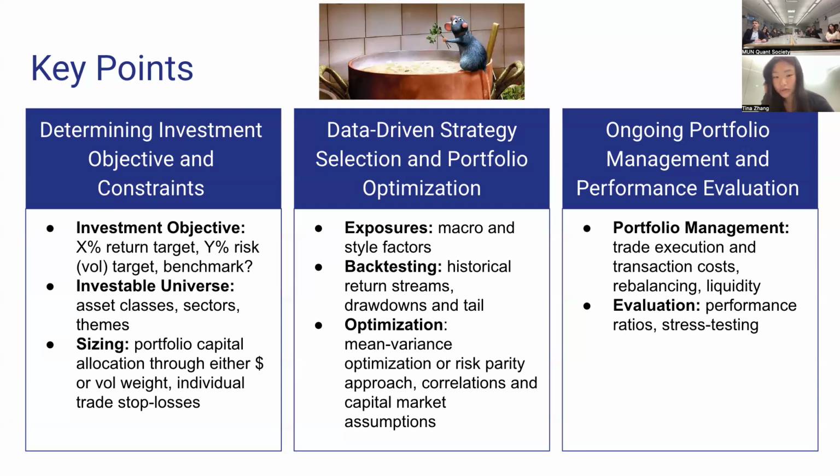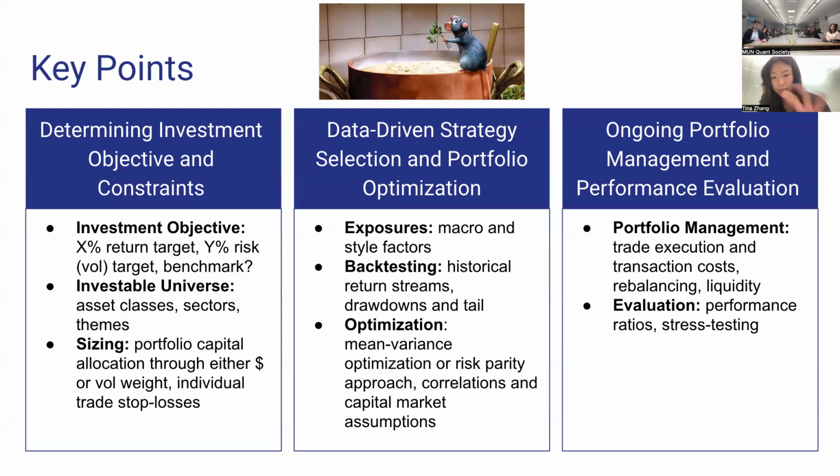You can use historical return streams. You can consider these statistical things of if you put all the returns on a distribution, what does the tail look like? What is the worst case scenario? And then finally, there's optimization of different strategies within the portfolio. There's the mean variance approach, which you'll probably learn in your finance class. There's also one that they use in the industry called risk parity, which is equal weight through volatility, as well as correlation matrices, and then of course all the capital market assumptions that go into that.